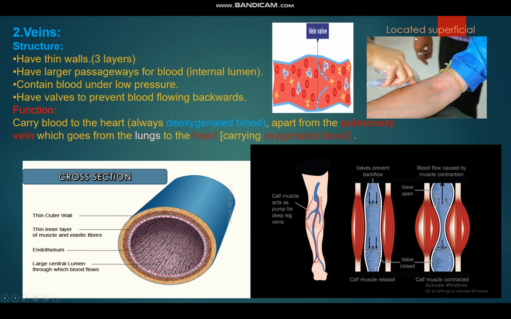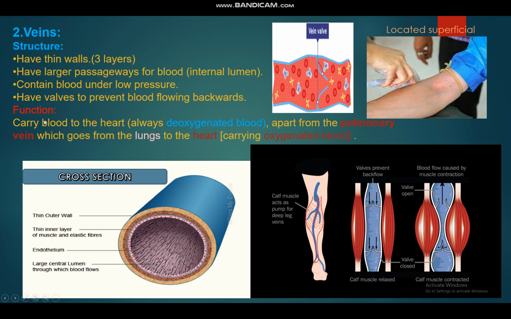Now if you see the location of the veins, they are always located superficially, near to the skin. You can see that usually these veins can be seen under the skin of the arms.